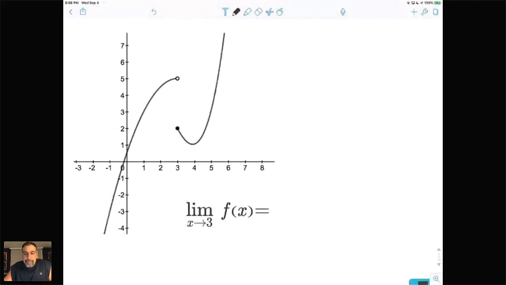So now we look at this example. And again, the question is still, what's the limit of f of x as x approaches 3? But this graph has a little bit more to it because it's not as smooth and it's broken. So when we look at 3, there are a couple things I want you to think about.